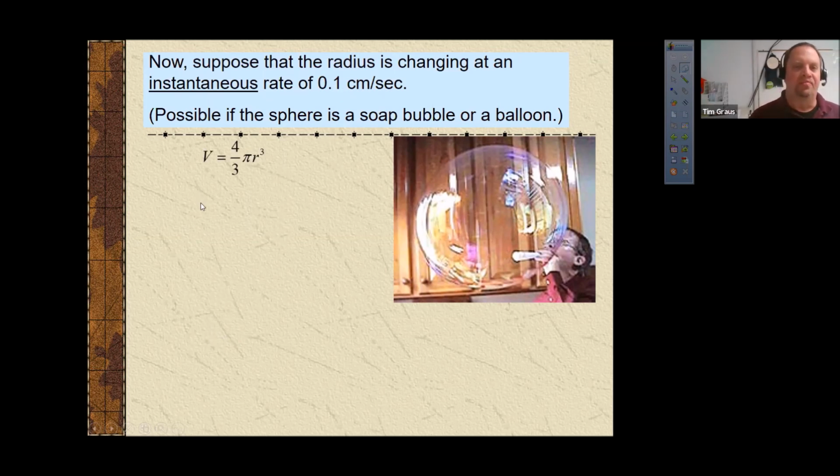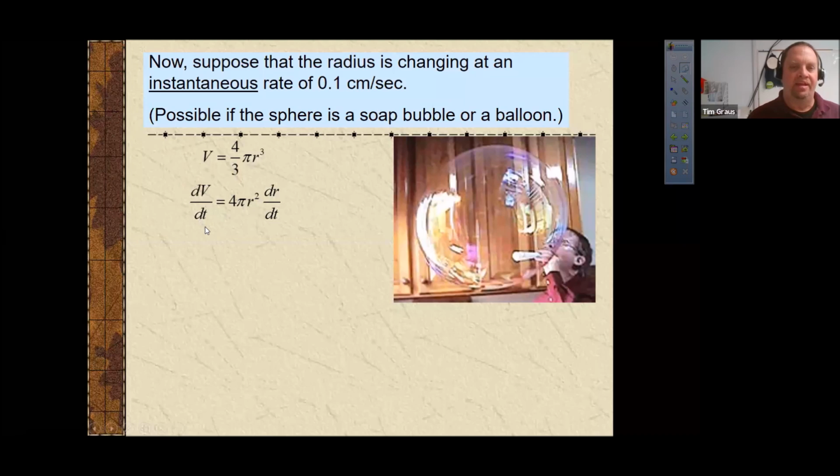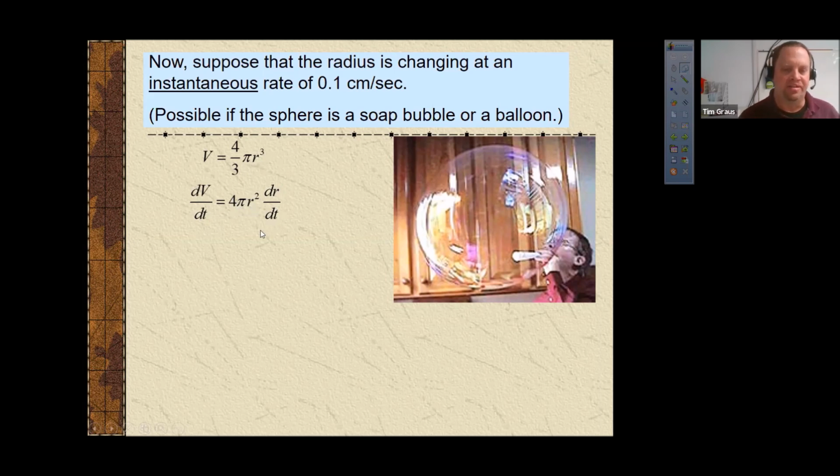We'll start with the formula V equals 4/3 pi r cubed, the formula for volume of a sphere. And we're going to take the derivative, but this time we're going to treat r as an implied function of t. We're also going to treat V as an implied function of t because both of these are quantities that change as time changes. So we'll write the derivative of V, dV/dt, equals, and then the derivative of 4/3 pi r cubed is 4 pi r squared times dr/dt.